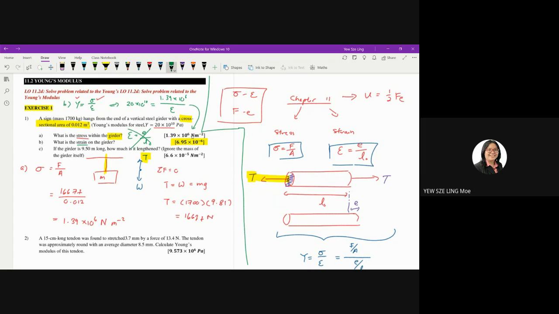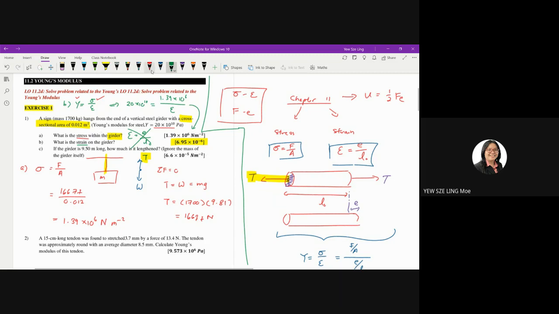And remember, when it comes to strain, it is dimensionless. No dimension, no unit. Why? Because when you divide elongation by original length, the unit is cancelled out. Therefore, strain is a dimensionless quantity, a quantity without unit. So that is how you solve question B.